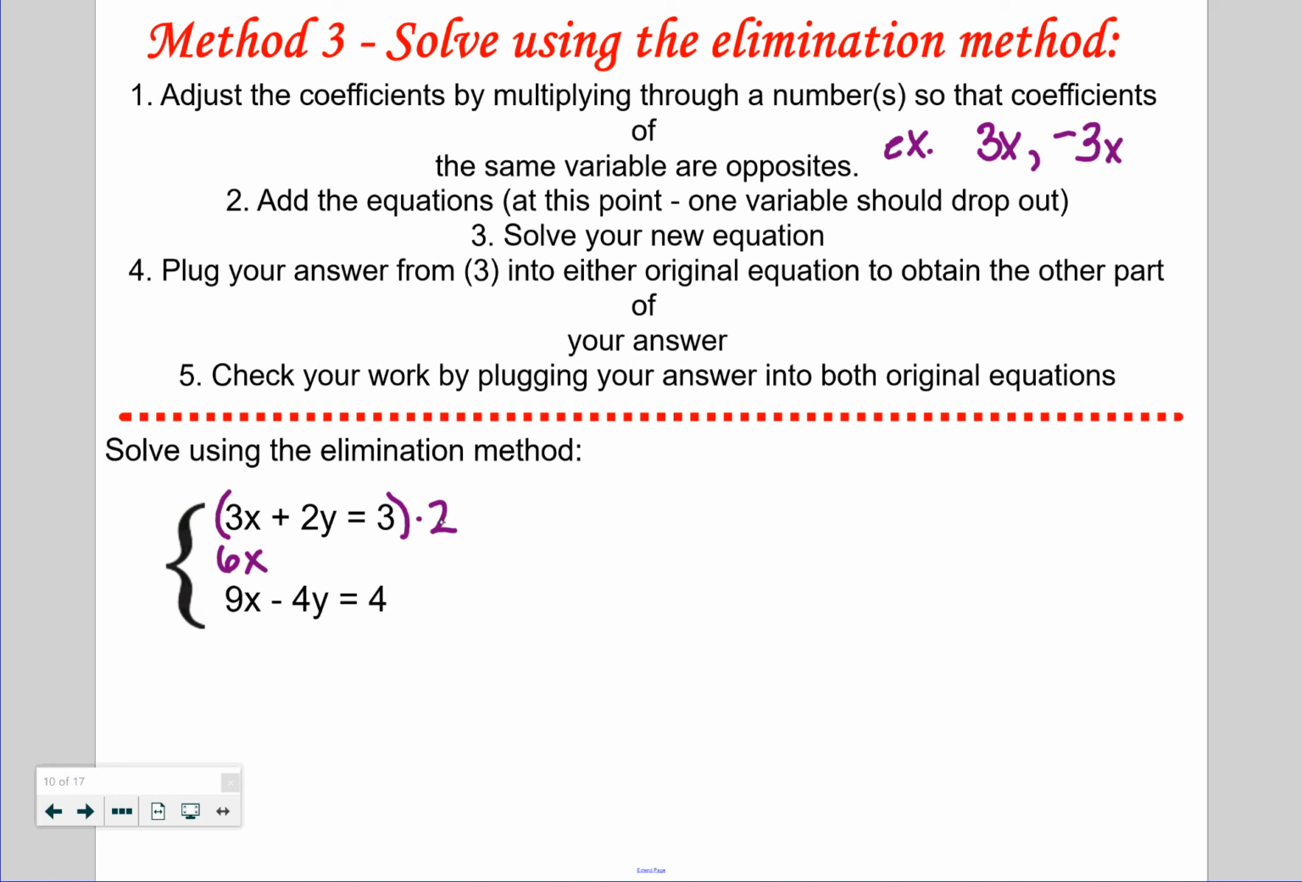So if I multiply 2 through the whole equation, and I put my equation in parentheses so I don't forget anything, I would get 6x plus 4y equals 6. And that's all we do in the first step.